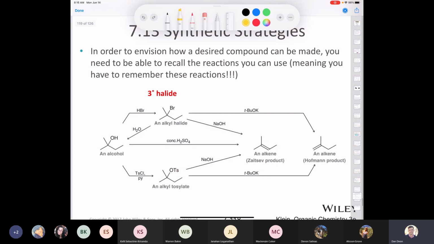What else? We can take that tertiary alkyl halide, we can do an SN1 reaction, a solvolysis reaction with water to make a tertiary alcohol. We just looked at this reaction. We just drew the mechanism of it. This is an SN1 reaction.